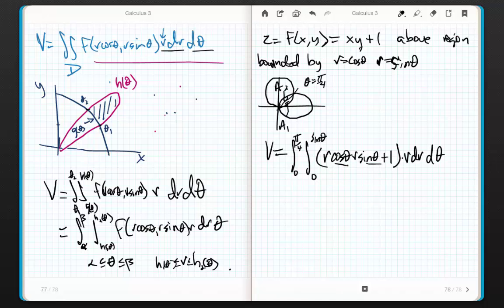Now remember, these are just along for the ride. That's the coolest part, because we would work the inside first. I'm not going to take you through the full thing, I promise you, but it's not that hard. Then plus the integral from pi fourths to pi halves, because that's the second part, of the integral from 0 to cos theta, because that's where this guy gets built, of r cos theta, r sine theta, plus 1, and then r dr d theta. That would give me the overall volume.